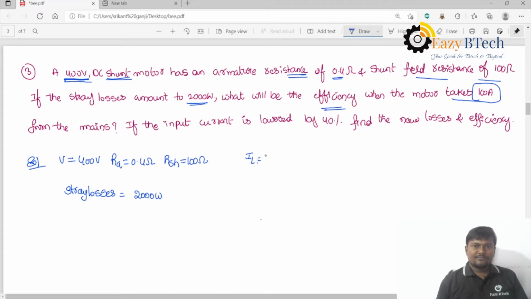That means from the mains, if the input current is lowered by 40%, generally, first of all, you should calculate the efficiency. After that, the current is lowered by 60%. If lowered by 40%, that means 100 minus 40%, which should be equal to 60%. So 60 amperes. Find the new losses and efficiency.